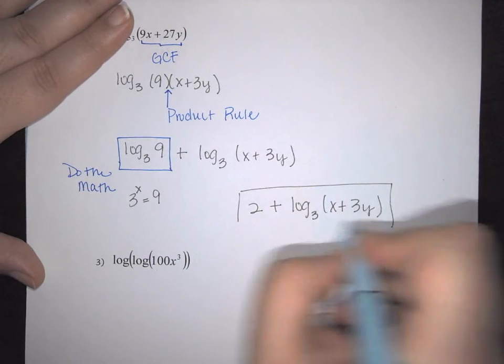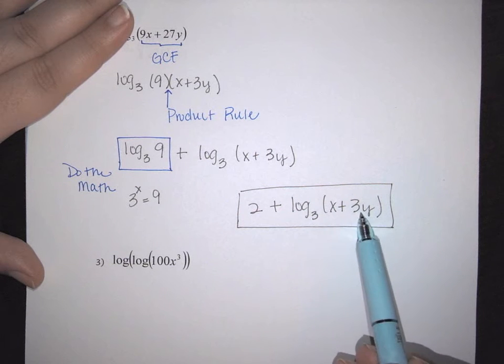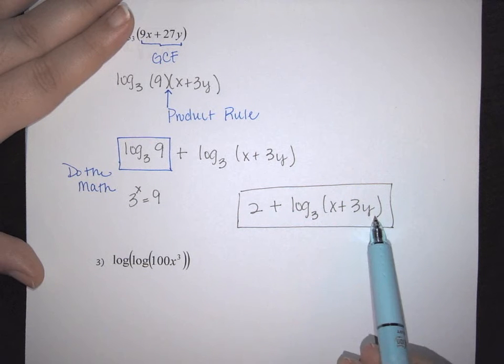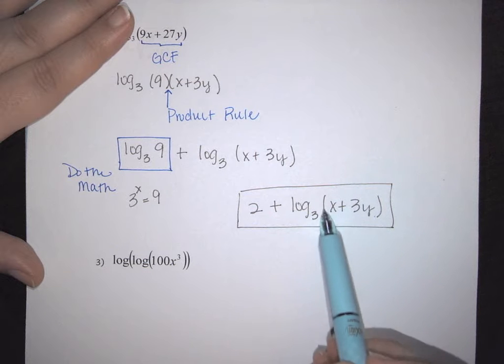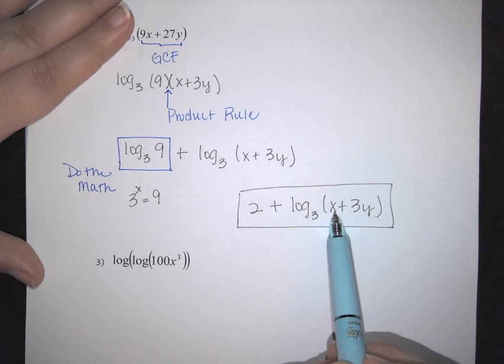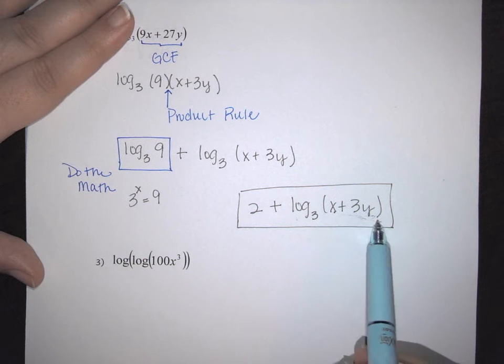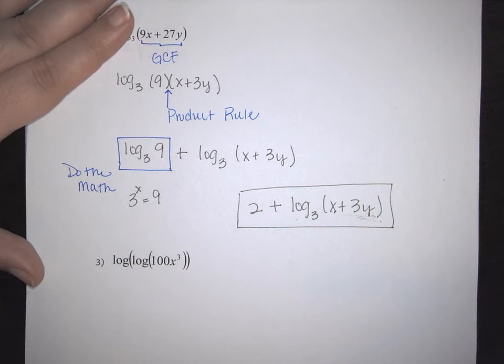Now, some of you may look at this and say, hold up, wait a second, what about x plus 3y inside? Well, because these are separate variables, this is as far down or as simplified as we can get. There's nothing else we can do. And so log base 3 of this hunk of stuff is as far as we can go.